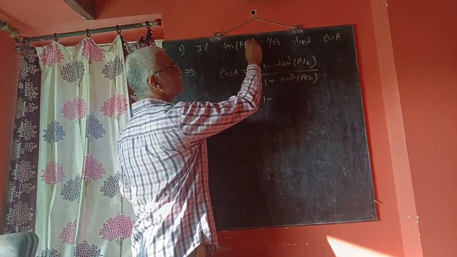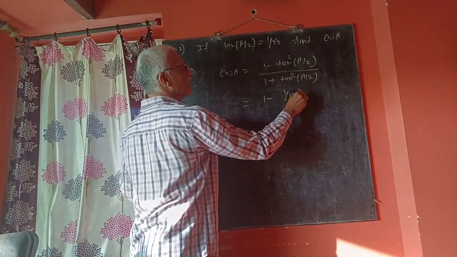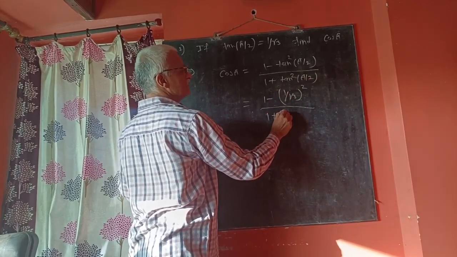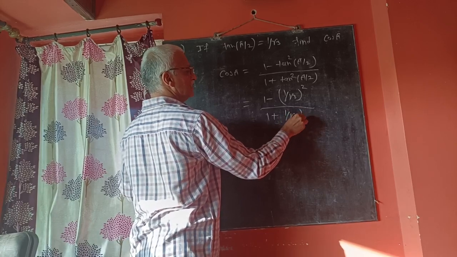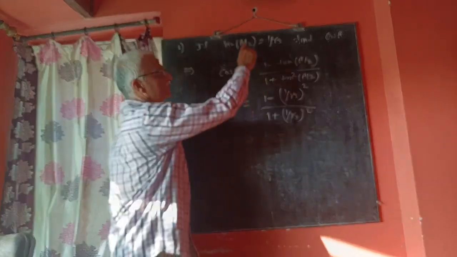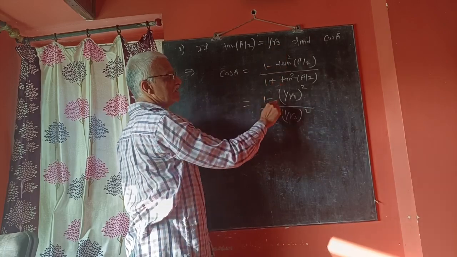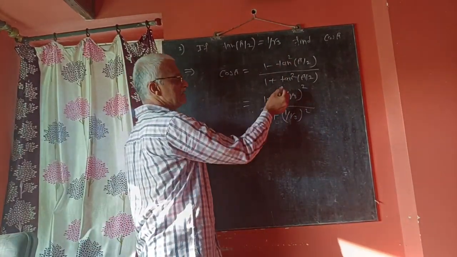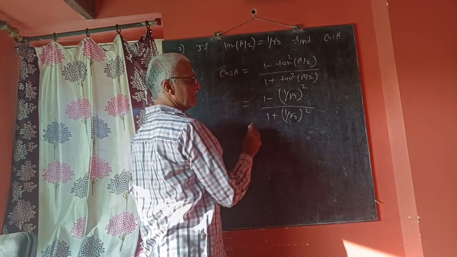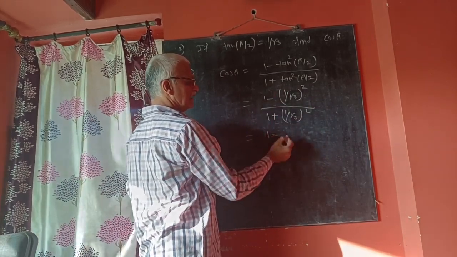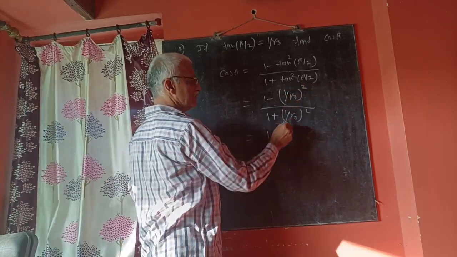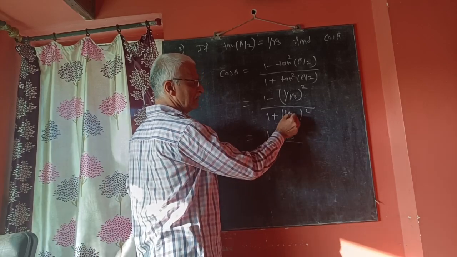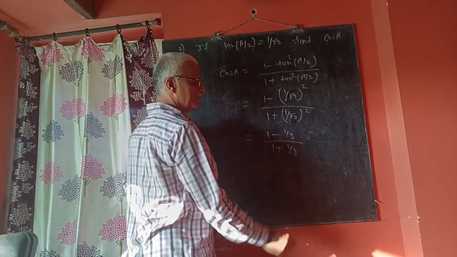1 minus tan square means 1 minus (1 upon root 3) the square, divided by 1 plus (1 upon root 3) the square. The value of tan A by 2 is 1 upon root 3. Simplify it, we will get 1 minus 1 by root 3 the square means 1 by 3, divided by 1 plus 1 by root 3 the square means again 1 by 3.